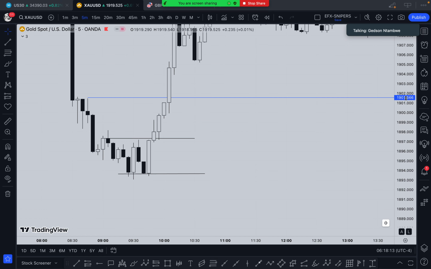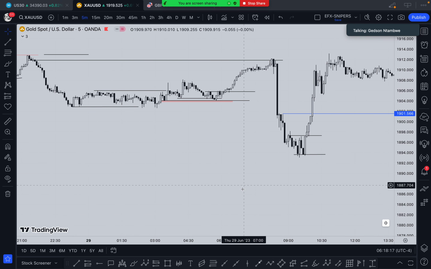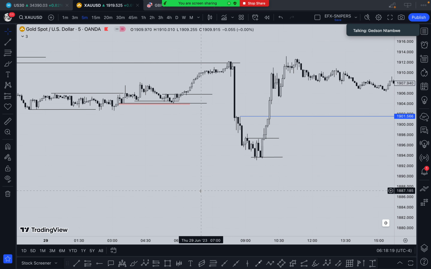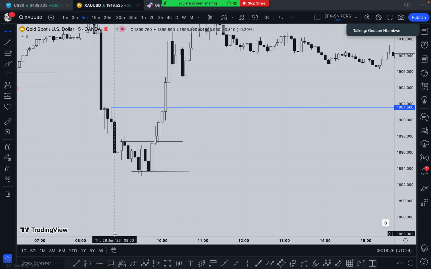Now imagine if you waited for confirmation, saying, oh, the market has to break and come back, all those kinds of things. Now let me show you how you could get that entry, the one that you want, and why you need the confirmation. So this is how I ended up taking my second entry.